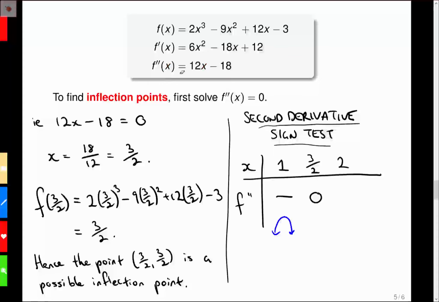And at x equals 2, the second derivative turns out to be 24 minus 18, which is positive 6, telling us that at x equals 2, the function is now concave up. This shows us that a change in concavity occurs at x equals 3 on 2, from concave down to concave up, verifying indeed that we have a point of inflection there.